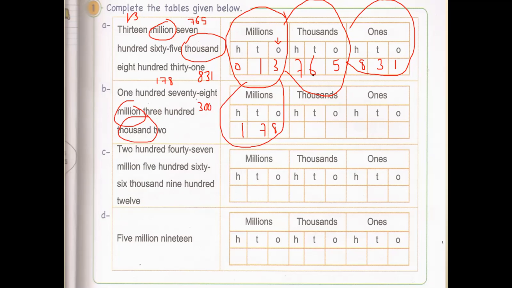1,000. So I will fill it in the thousand family, starting from the ones. 0, 0, 3. Now 2 alone, fill it in the ones family, because I didn't say 2,000, so 2 has to be in the ones family. Okay? You will do parts C and D as homework on Friday.